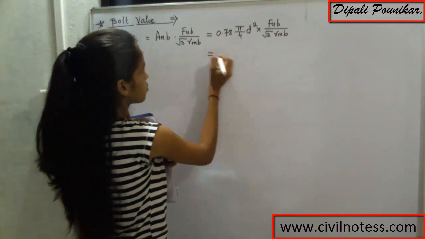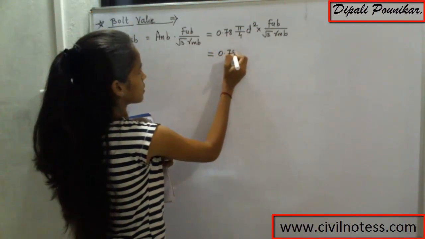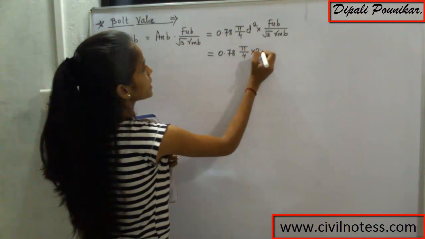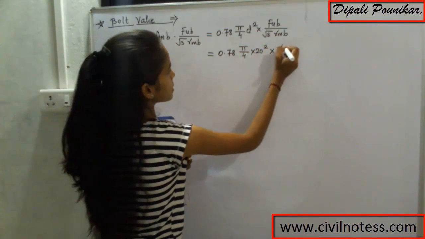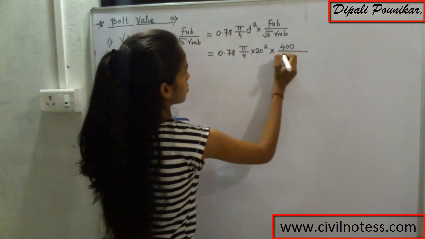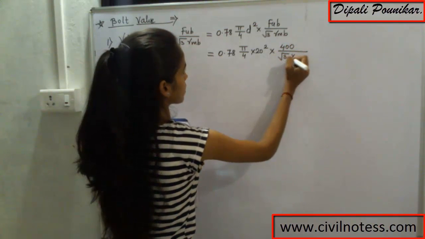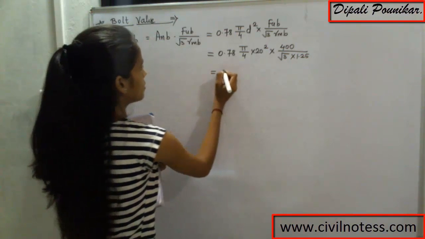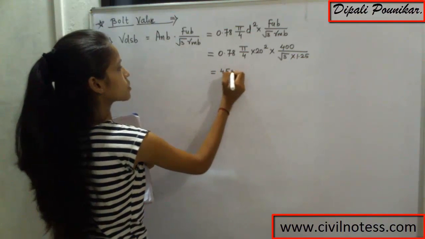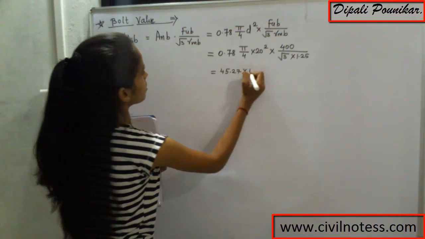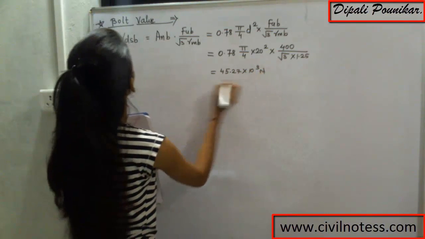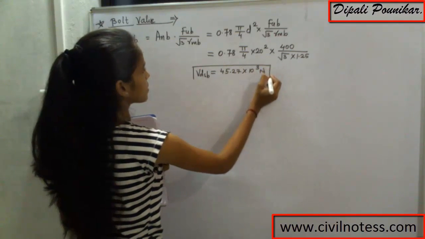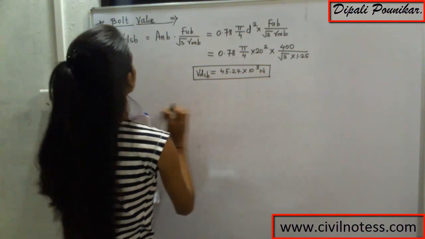After putting the values of the known components, that is 0.78 pi by 4 into 20 square, fub that is 400, upon root 3 gamma mb, 1.25, we get 45.27 into 10 to the power 3 Newton. This is Vdsb, the design shearing strength of bolt.